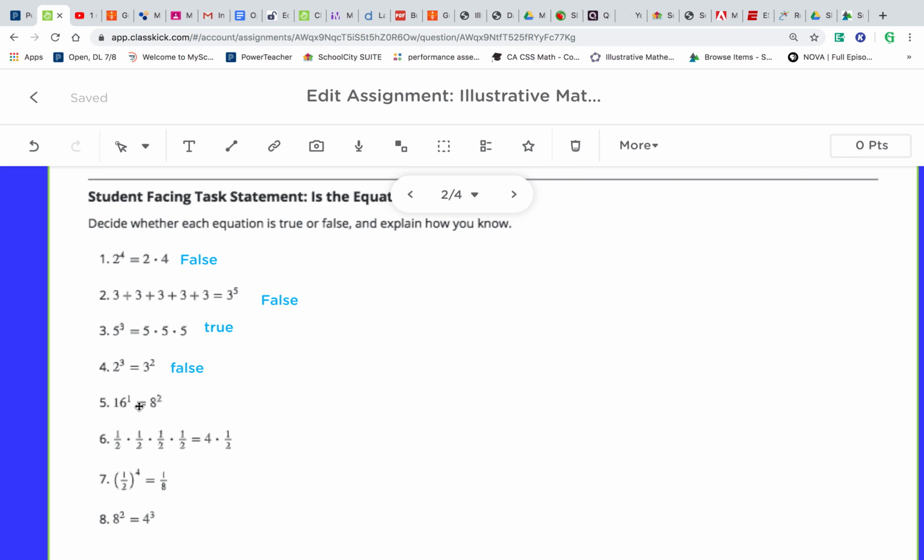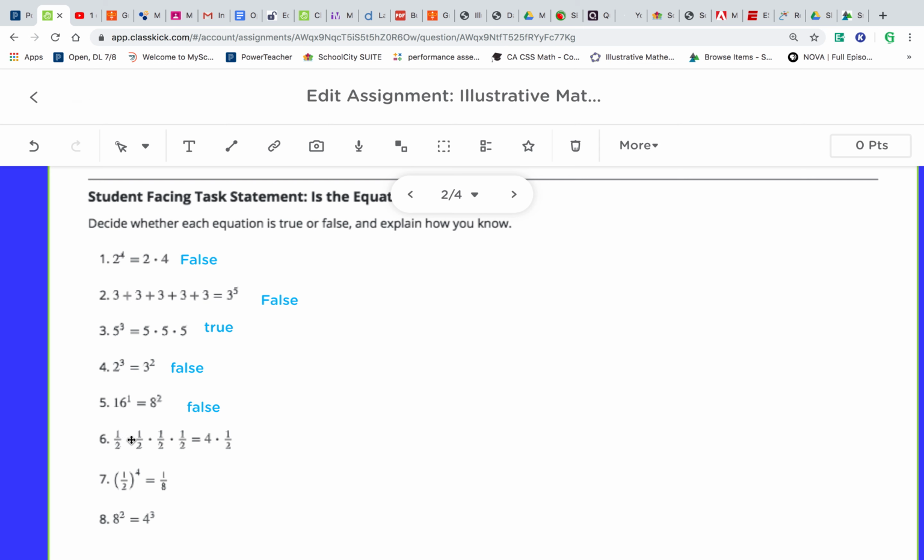All right, for number 5, we have 16 to the 1st power. That's 16. And then we have 8 to the 2nd power. 8 to the 2nd power is 8 times, it is not times 2, it is times 8. And so it is not 8 plus 8, it is 8 times 8. This is 64, which is definitely not the same thing as 16. This is false. It is not a true equation.